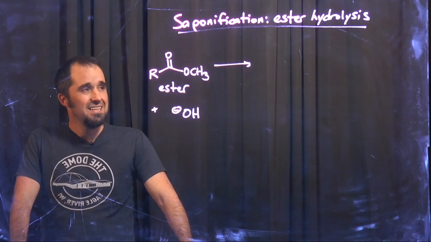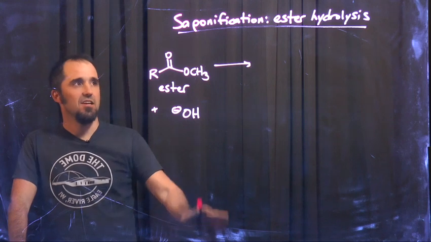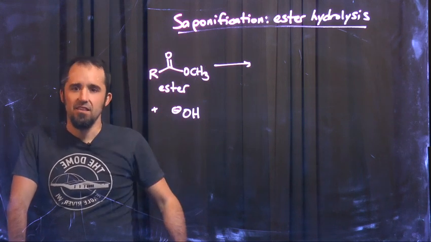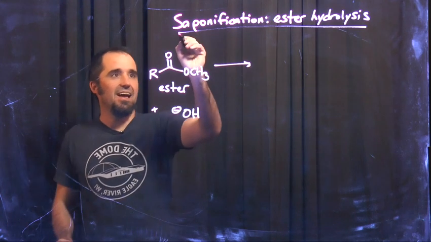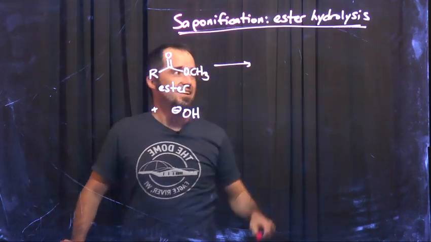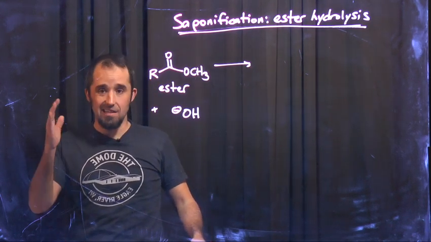So here's a fun word, saponification, from the Latin, soap. This is how soap is made. From a chemicals perspective, we can call it ester hydrolysis. And again, hydrolysis means we're using water, or H2O, to cut something.